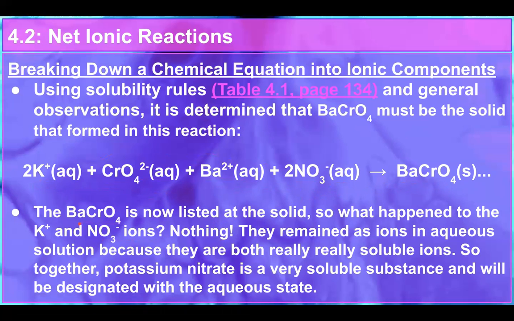Okay, so what happens to the potassium and what happens to the nitrate? Do they come together? Do they form an ionic solid? No, they stay in the solution. The potassium and the nitrate are still super soluble. They're not going to come together and form a solid with the barium, with the chromate, or with each other. So they're going to remain in there, and nothing happens to them. That means they are kind of just standing by, and they're called what is known as a spectator ion.